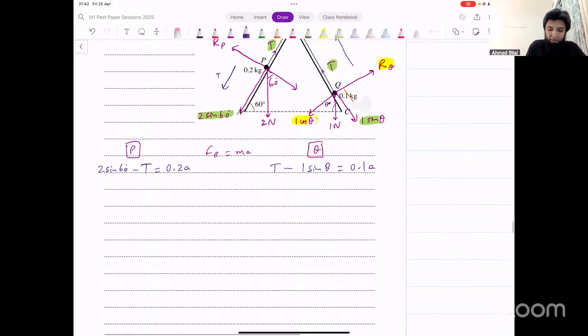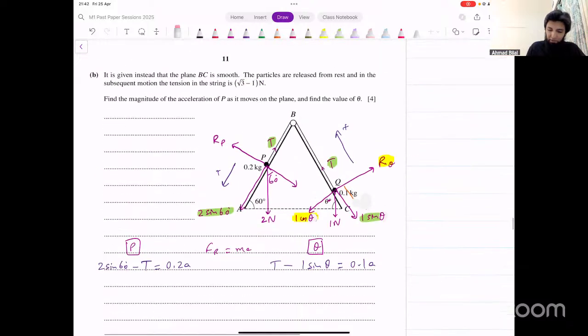Okay, what I can do is make T the subject from the first equation. That gives me 2 sine 60 minus 0.2 times A. That's 2 under root 3 over 2. That will be under root 3 minus 0. Oh, I'm sorry, we know the value for T already as well. So that actually makes it much simpler. We know the value of T. What was the value of T? Under root 3 minus 1.